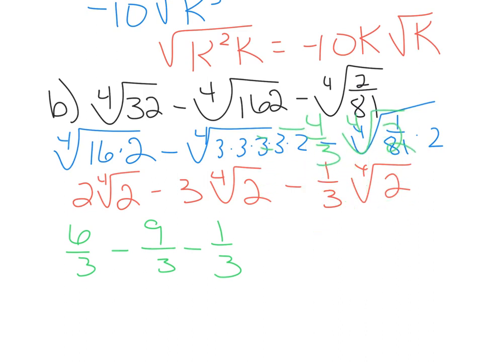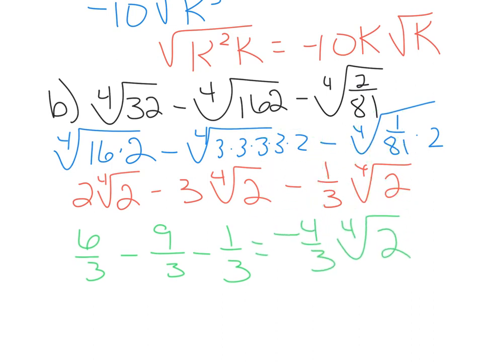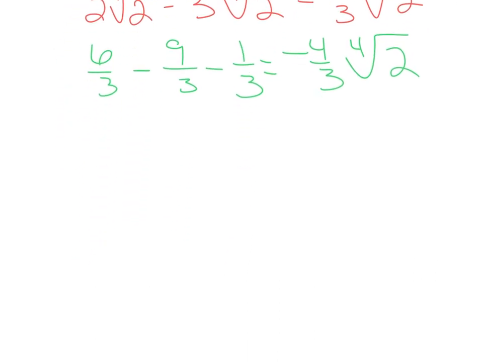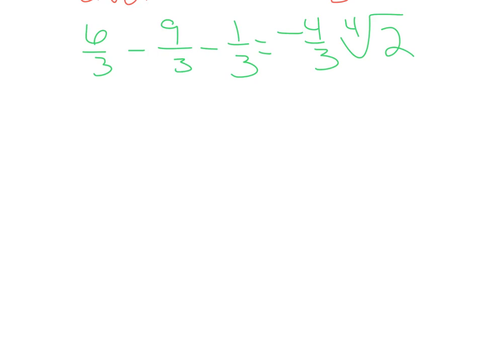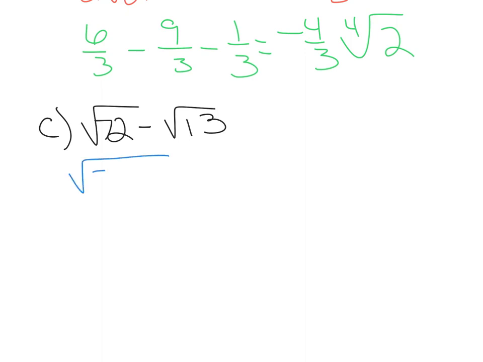All right, letter C. Letter C. The square root of 72 minus the square root of 13. Now 72 will simplify. So 72 is 36 times 2. 36 is a perfect square, so when it comes to the outside it'll be 6, and this will be 6 times the square root of 2.